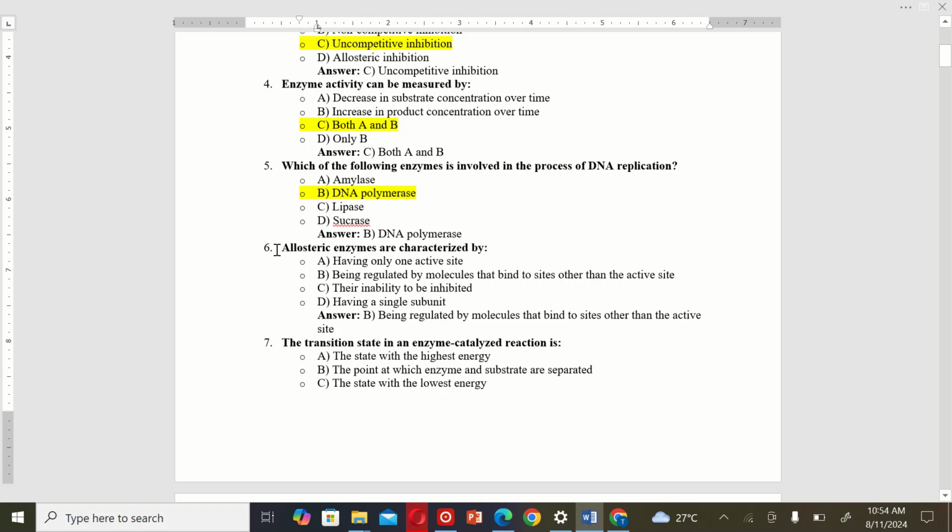The next MCQ is: allosteric enzymes are characterized by A. Having only one active site, B. Being regulated by molecules that bind to sites other than the active site, C. Their inability to be inhibited, and D. Having a single subunit. So the correct option is B.